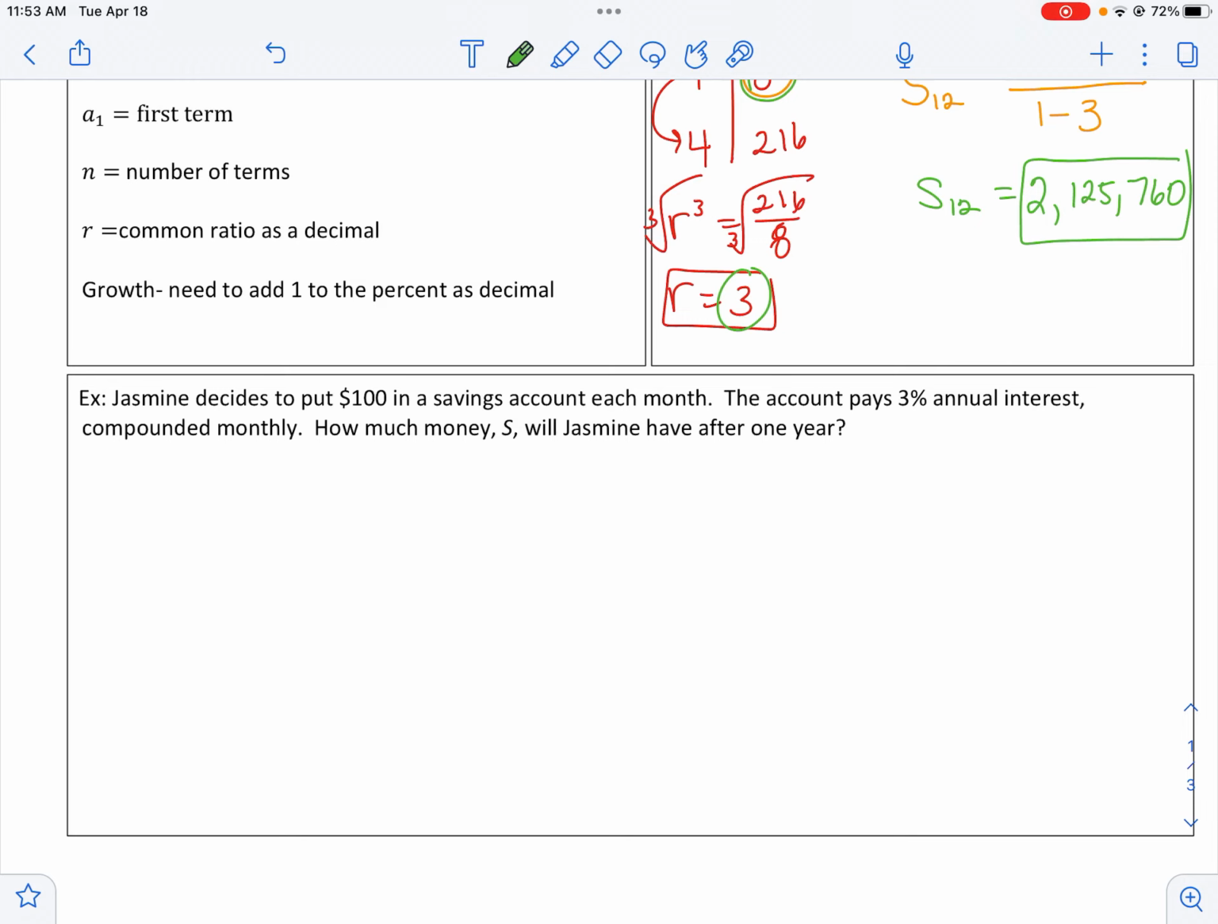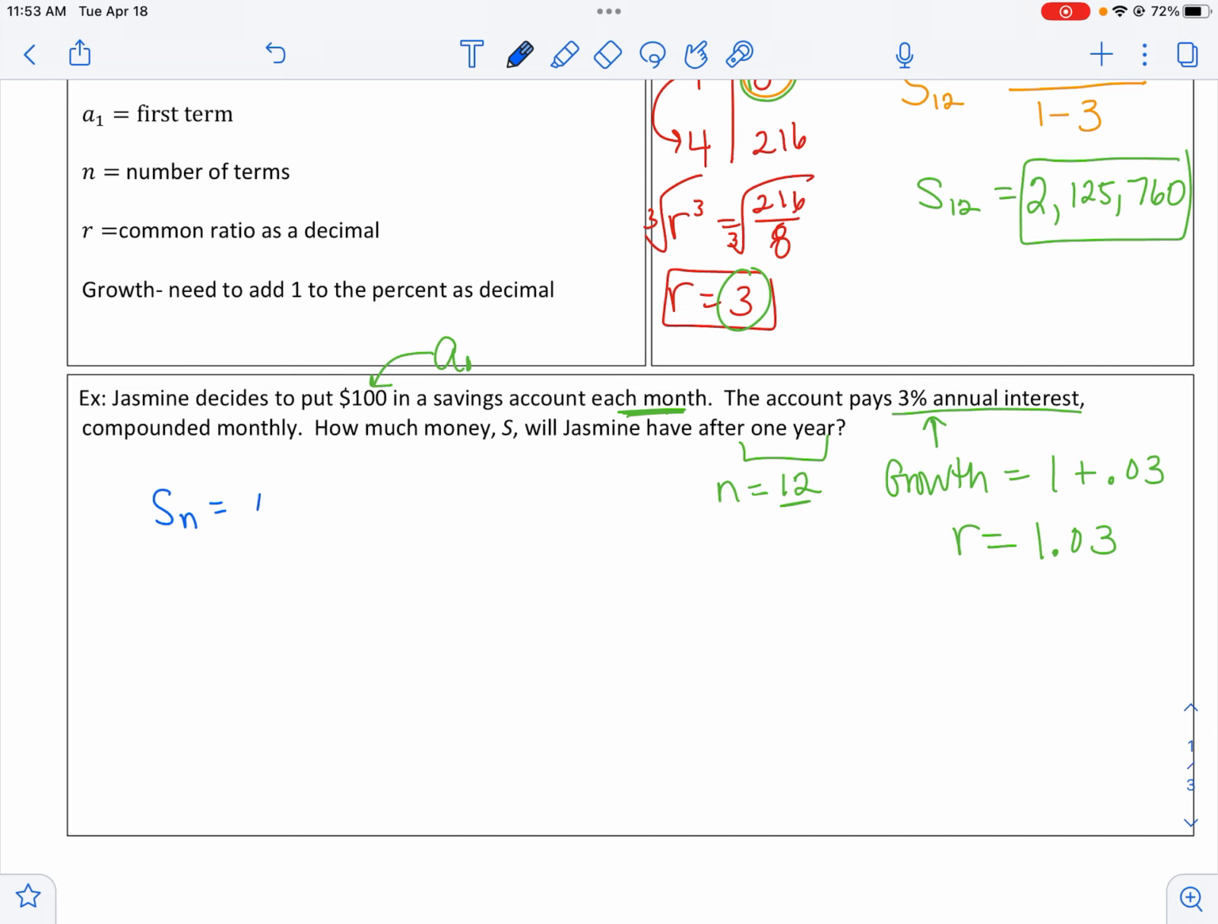Okay, so that's one way they could give it to you. Just ask for the sum of the first, in this case, 12 numbers in the sequence, or they could give you a summation in a word problem like this. Jasmine decides to put $100 into an account each month. So that means she's starting the first month with $100. That's your a sub 1. The account pays 3% annual interest. So that means that it's growing at a rate of 3%. So for growth, 1 plus that 0.03 gives us an r of 1.03. And they want to know how much money will she have after 1 year. So since it's each month, 1 year is going to give us an n of 12 because of the 12 months in the year.